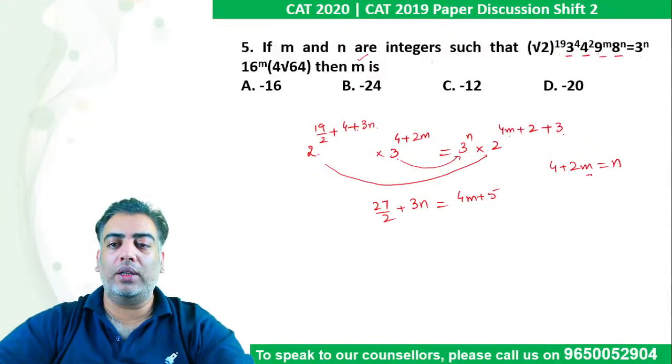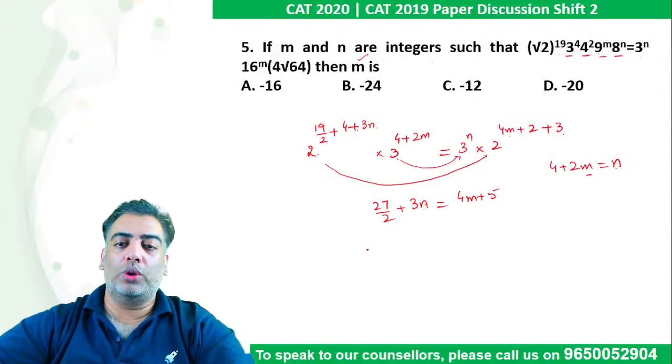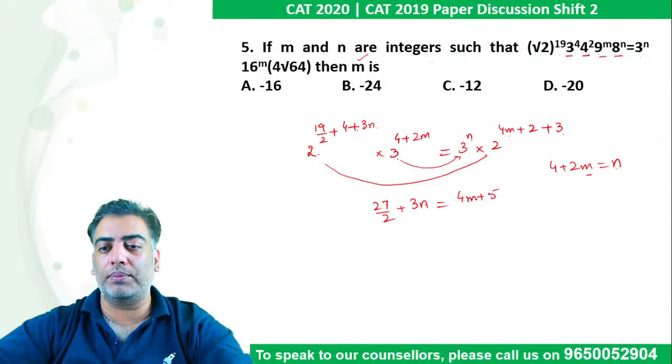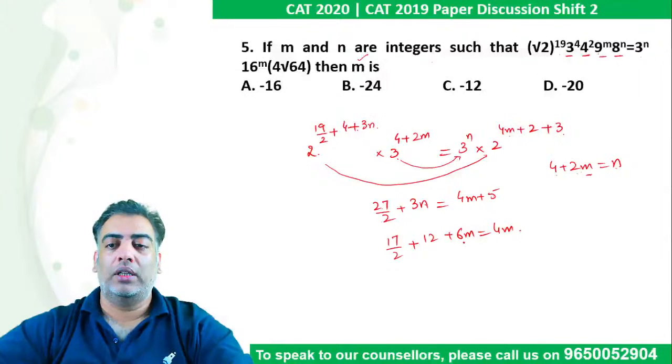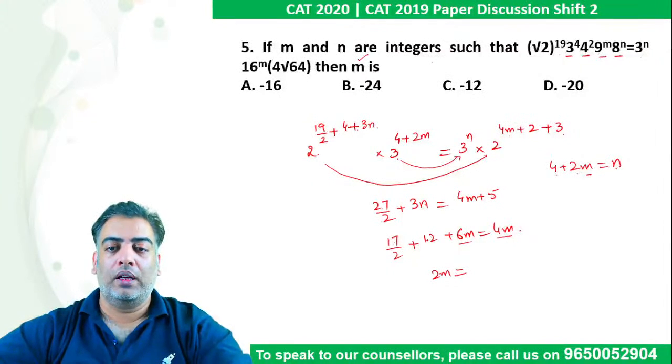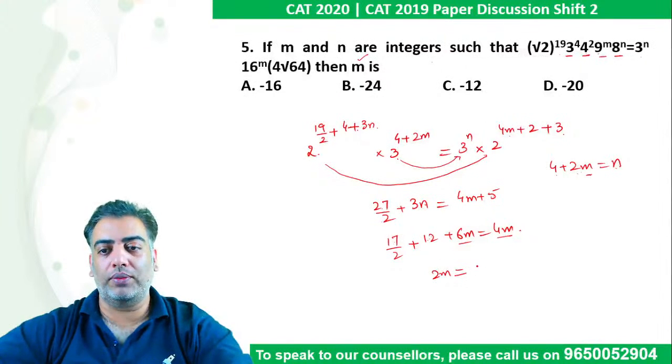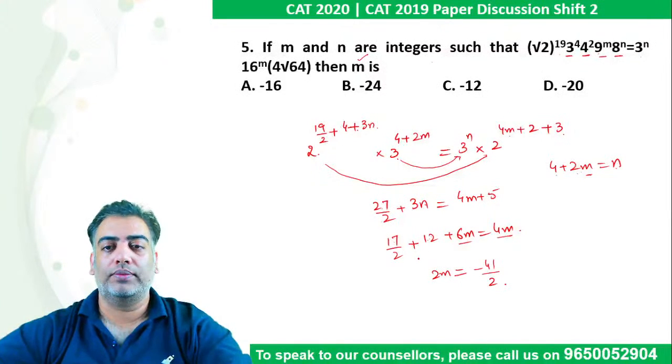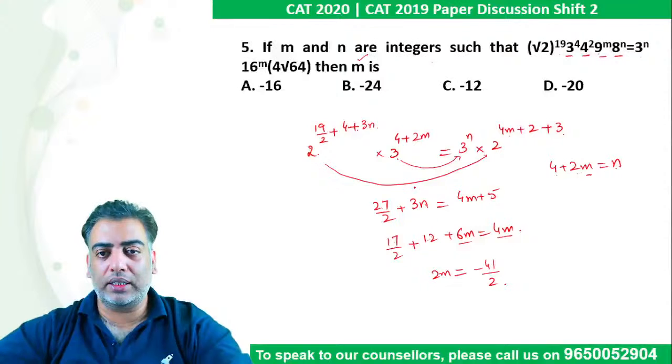As we are required the value of m, so substitute the value of n here and eliminate n, right? So this is 27 by 2 minus 5, which makes it 17 by 2, plus 3 times this value, which is 12 plus 6m equals 4m. So 6m minus 4m comes out to be 2m. The sum of these two will be 17 plus 24. So 17 plus 24 comes out to be 41 with a negative sign and goes to the other side, makes it minus 41 by 2. I hope this is clear to each and every student.